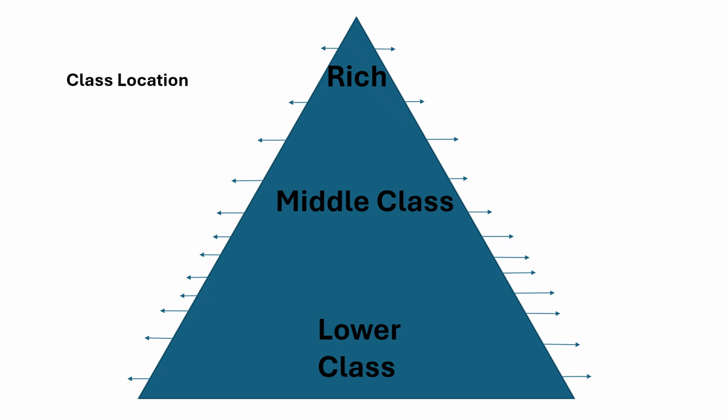The triangle diagram illustrates the concept of class location, dividing society into three main categories: upper class, middle class, and lower class. This visual representation helps us understand the distribution of resources and opportunities across different social strata, emphasizing the disparities that exist within our society.